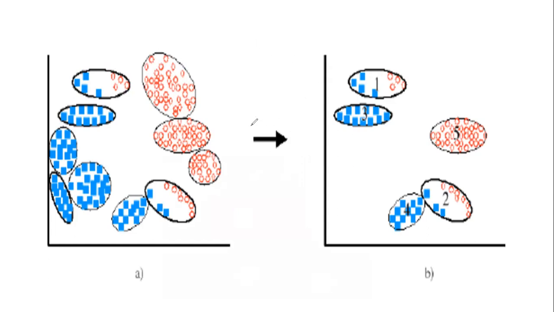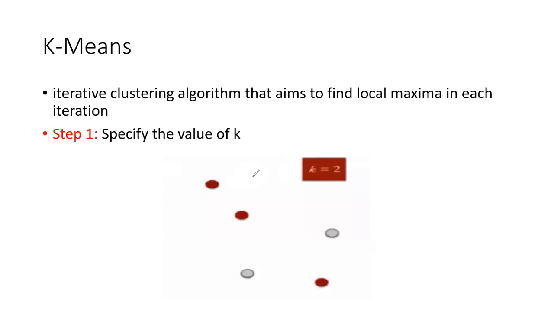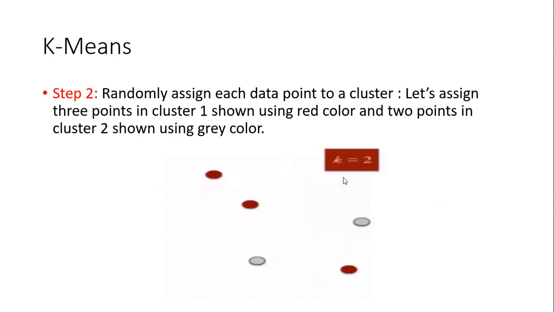There's some research method. I just put this image to tell you that there can be misclassifications. So it's very simple. Let's say I have these five points, three are red and two are white. And I say k equals 2. So the first step is to specify the value of k. The second step is to randomly assign each data point to a cluster. So I assign these three points to cluster one and these two gray points to cluster two. Random assignment. Okay.